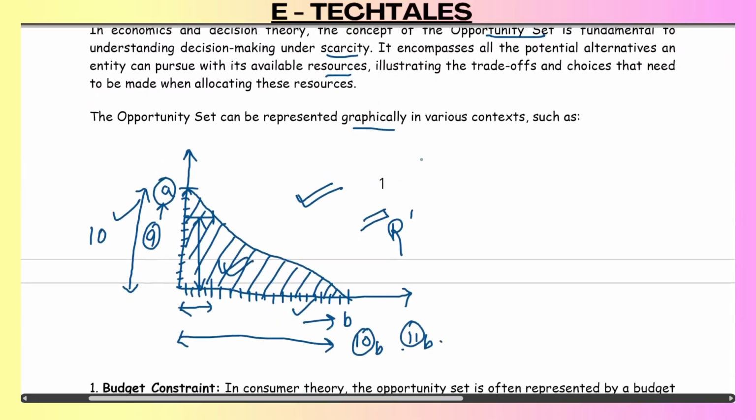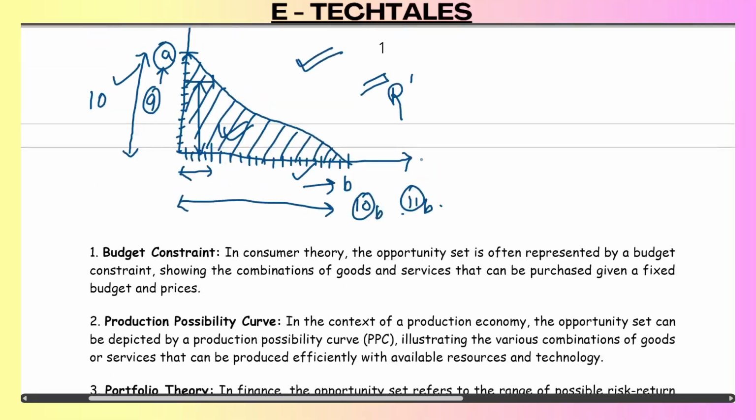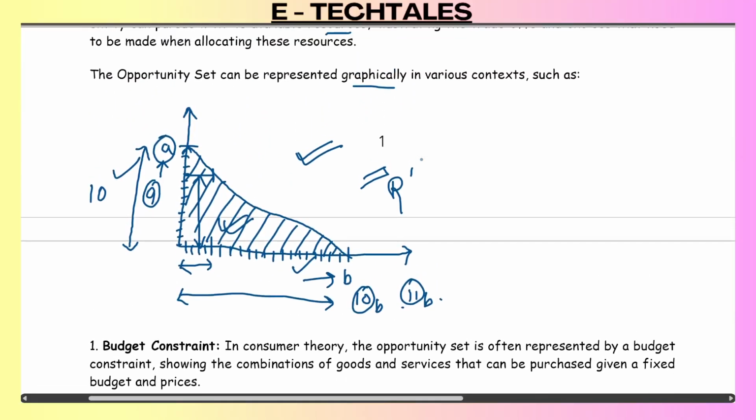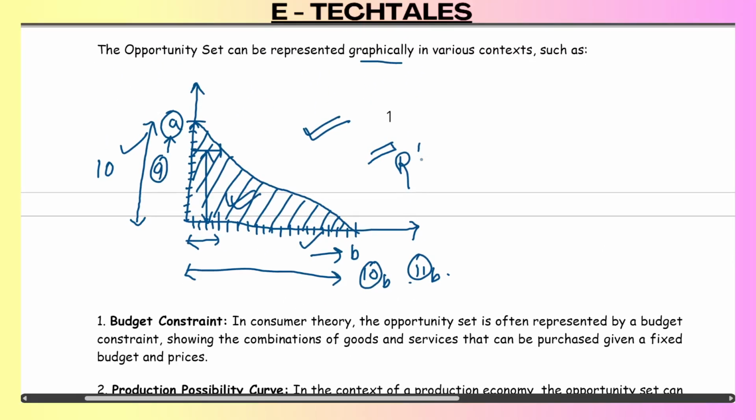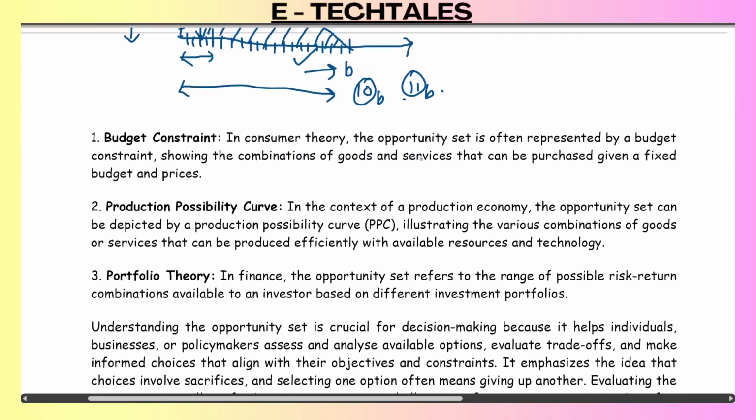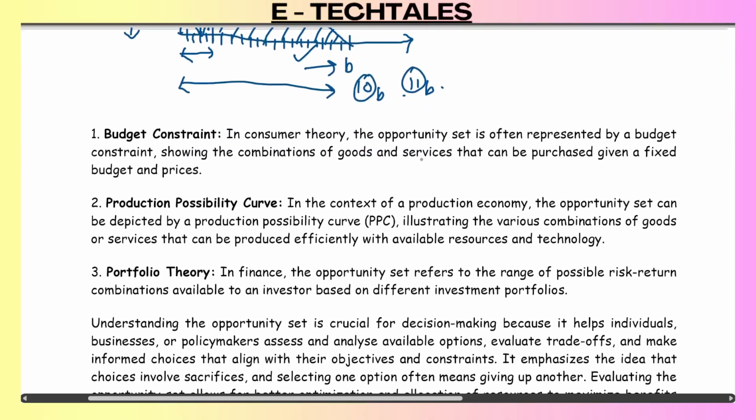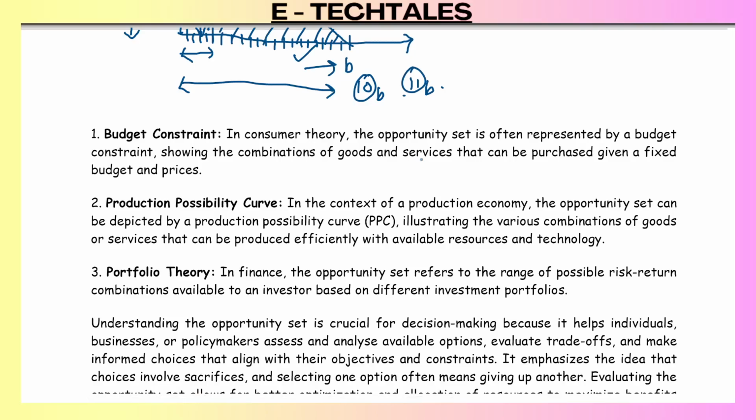So here, if we go to the different constraints that need to be taken care of while choosing any opportunity set, they are: budget constraint shows combinations of goods and services that can be purchased, given a fixed budget and price. So combinations are goods or services that are produced, but they are within the budget, because the budget is fixed and they can be made.